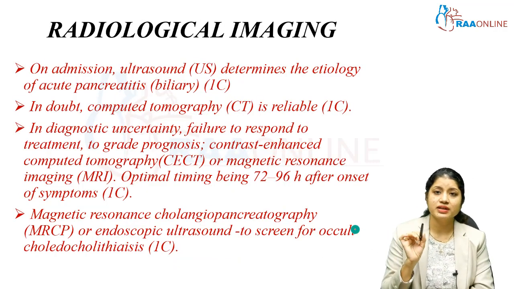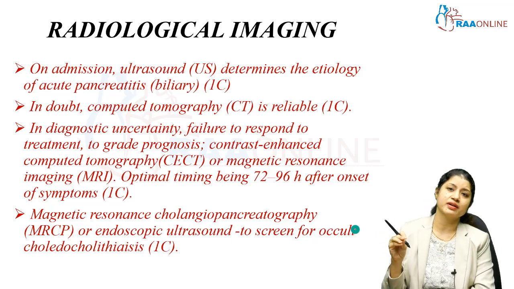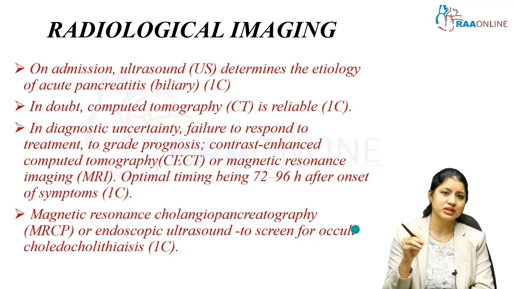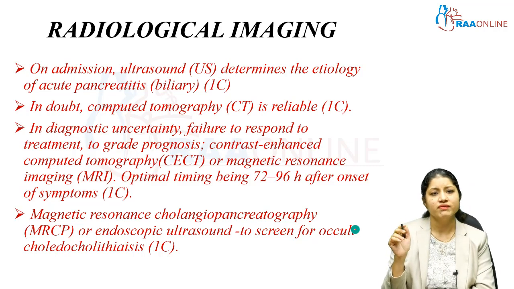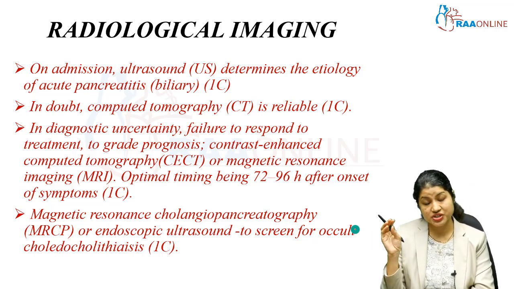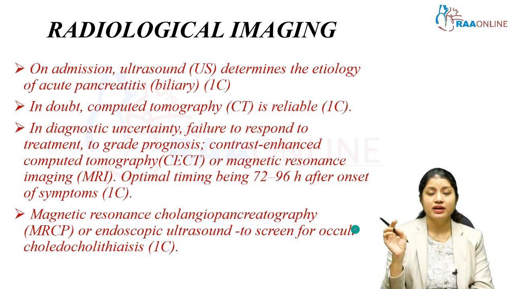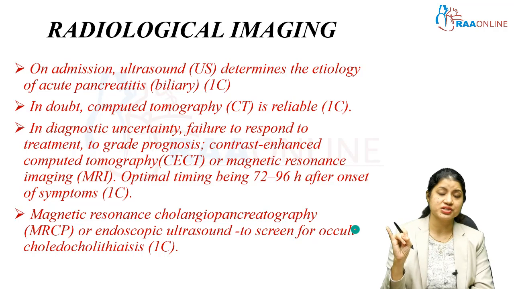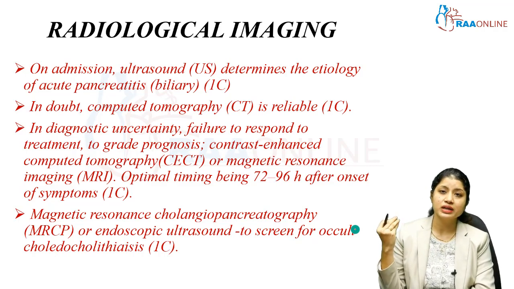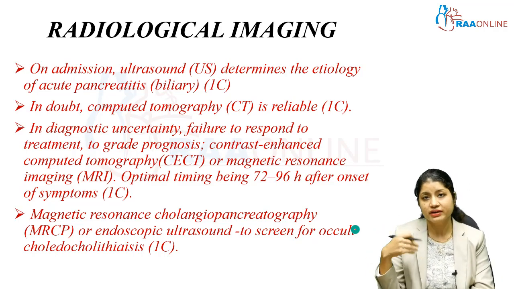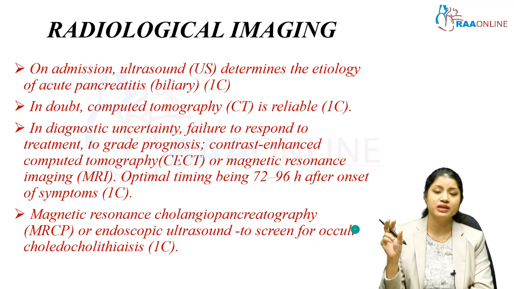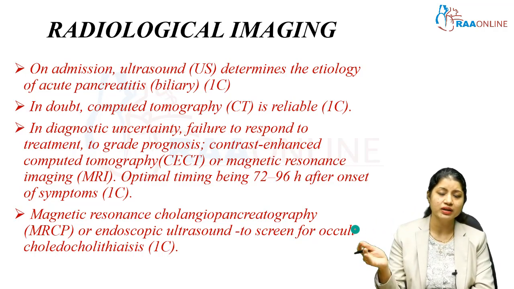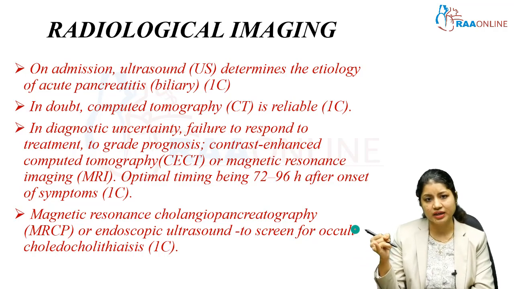Radiological imaging is definitely very important. Most pancreatitis is diagnosed through radiological imaging only. So on admission, we get an ultrasound, especially to determine the etiology of acute pancreatitis, that is the biliary etiology, and that gets a grade 1C recommendation. But if you are in doubt, because the pancreas being a retroperitoneal organ is not visualized radiologically so well, CT can also be reliable.